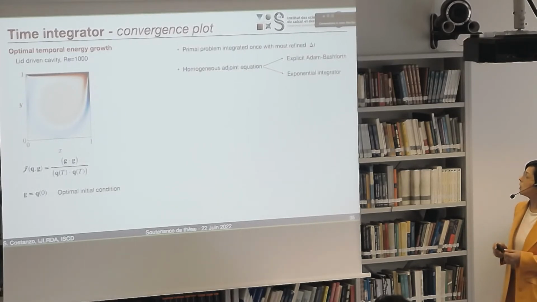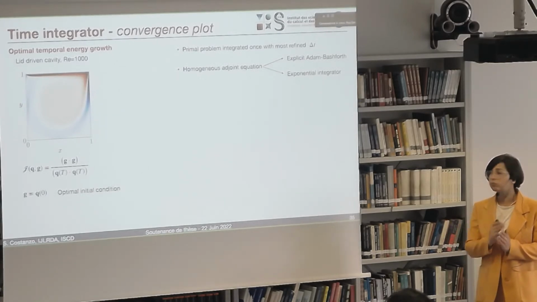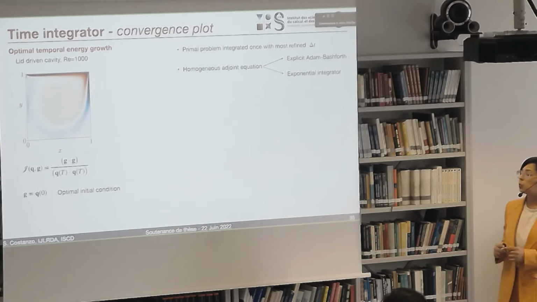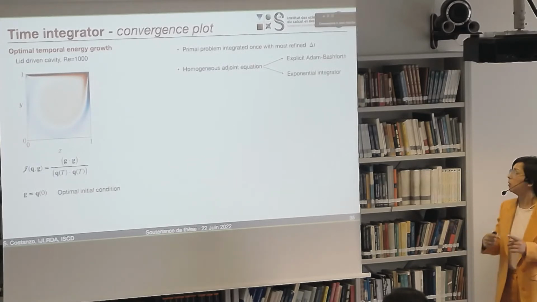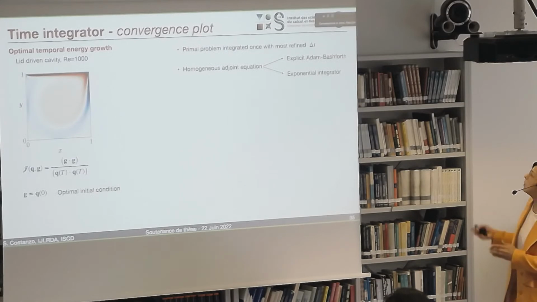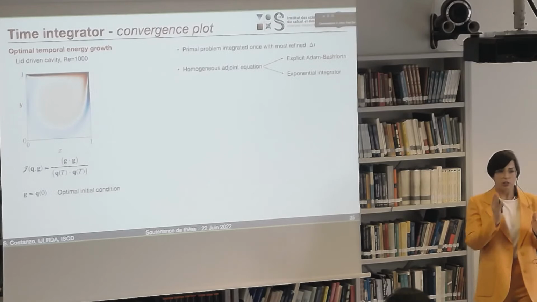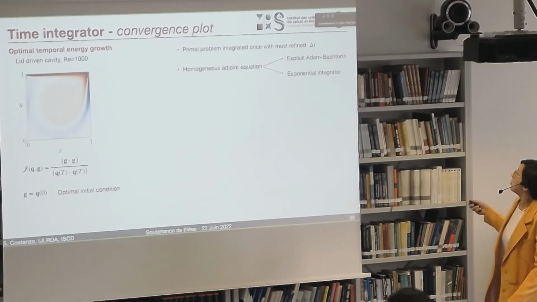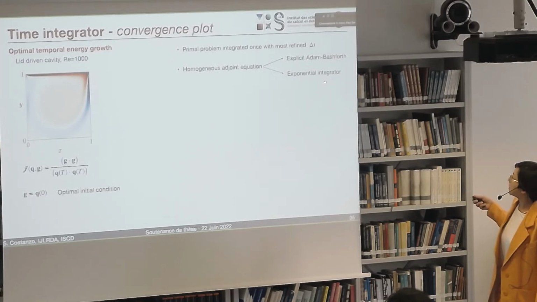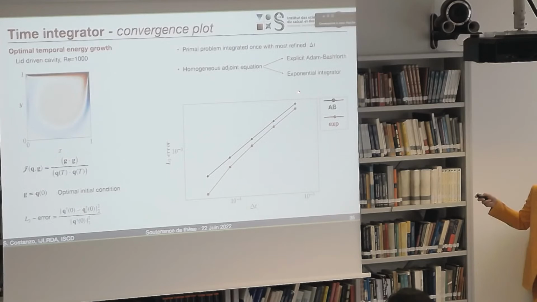For this assessment, we ran this simulation for a very short time, decreasing the delta t. But in order to avoid numerical error given by the resolution of the primal problem, we solved the direct problem just once with the most refined delta t, and then we just use the snapshots needed for the integration of the adjoint. So we use Adams-Bashforth second order and the exponential integrator, and that's what we can see for the error. The Adams-Bashforth has a linear behavior.